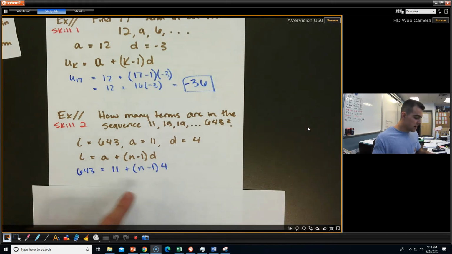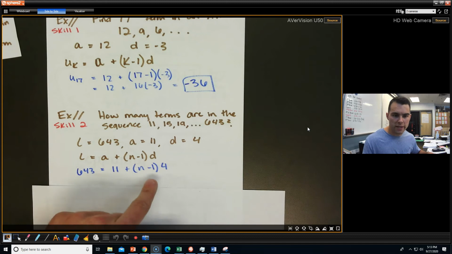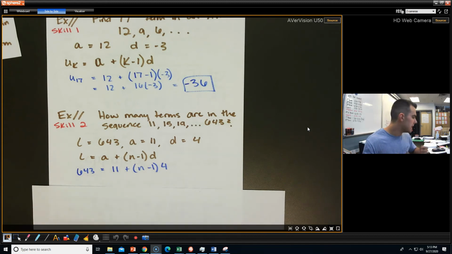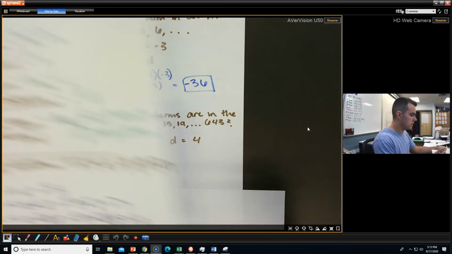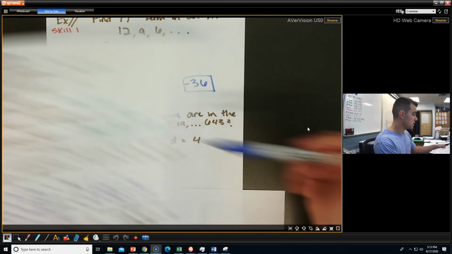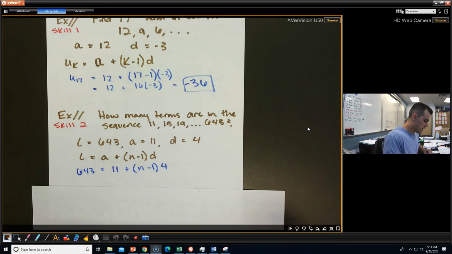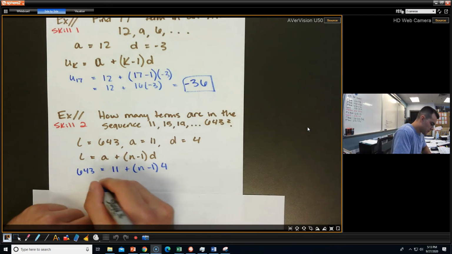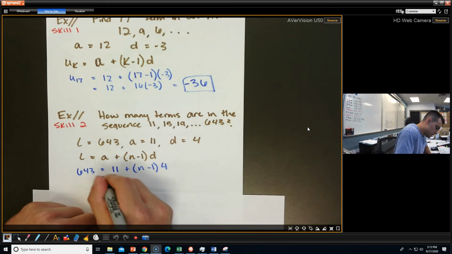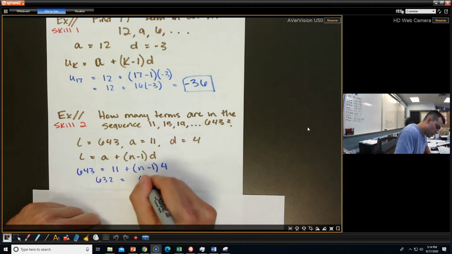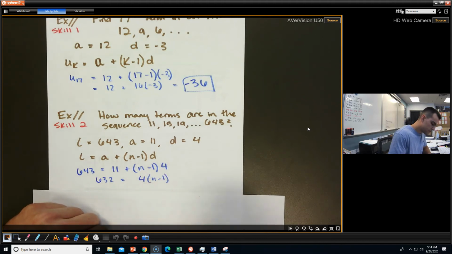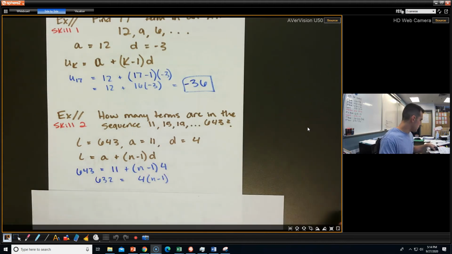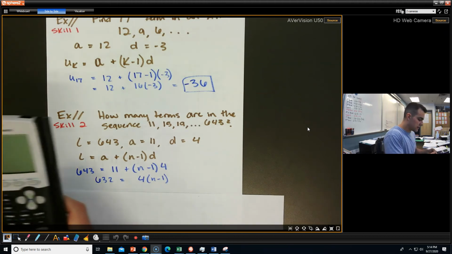And if you look, I'm really solving for n, which makes sense. I'm looking for how many terms, right? That's what we said in our notation, that's the number of terms. So let's go ahead. I'm going to subtract the 11 over. I'm going to get 632 equals 4 times n minus 1. Divide both sides by 4. Probably going to need a calculator for that.